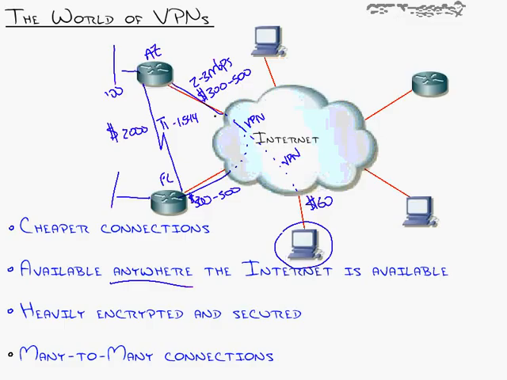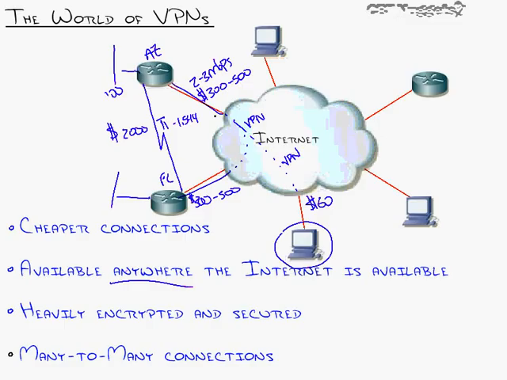Heavily encrypted and secured is the next thing. VPNs, the reason it's called virtual private network is because it's private, and that privacy comes from the massive amount of encryption and security that's thrown on there. Therein is the benefit of VPN, is it's very, very difficult to break into that. I won't say anything's impossible, but it is virtually impossible to break into a VPN connection from the internet.